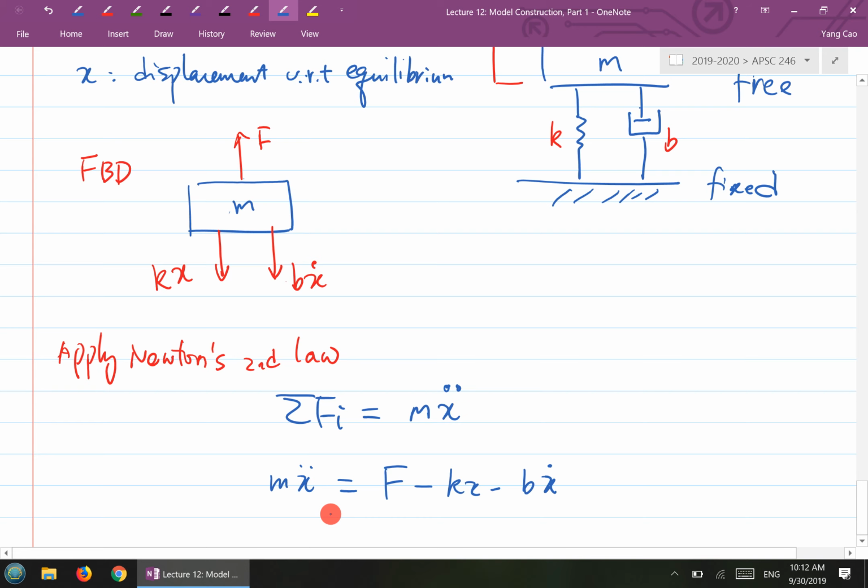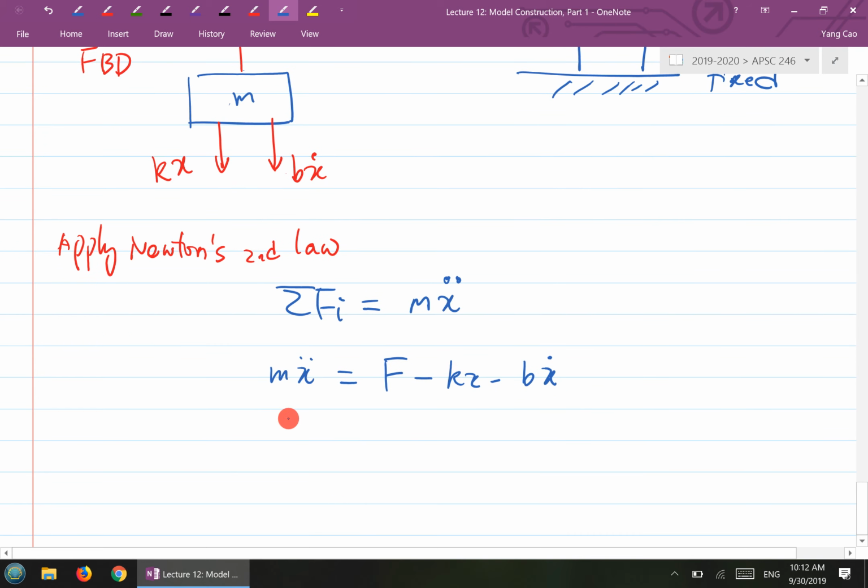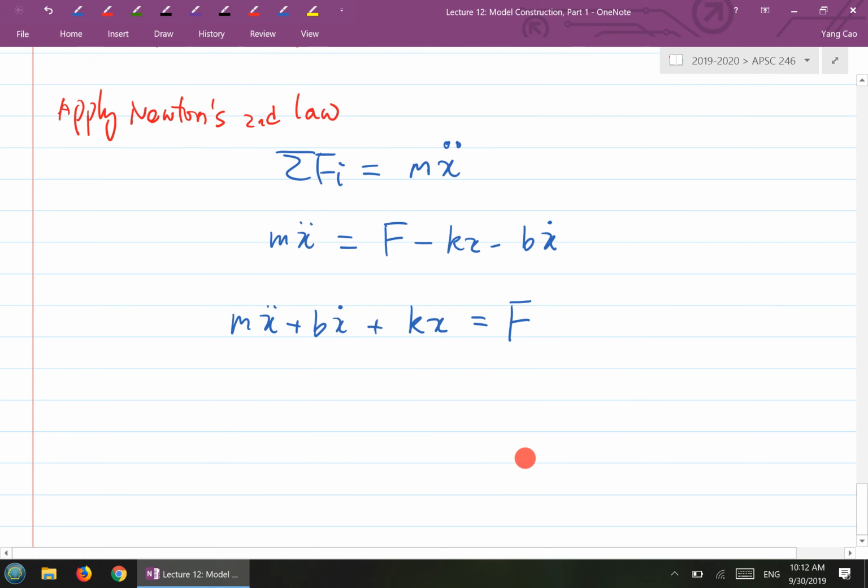Then we can move all of the x terms to one side, so we get m x double dot plus b x dot plus kx equal to the force F. That's it. That is the mass spring damper equation. That's the differential equation, the math model describing this simple mechanical system. And if you feel comfortable writing the D notation, that's okay. It's the same thing.